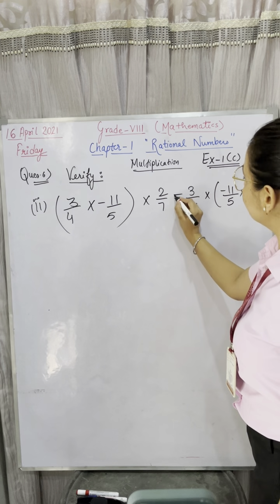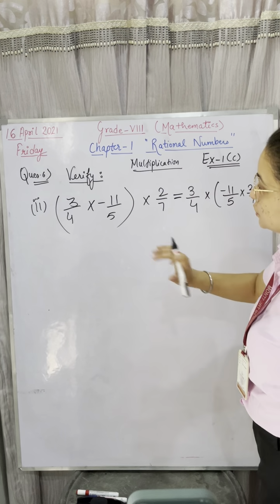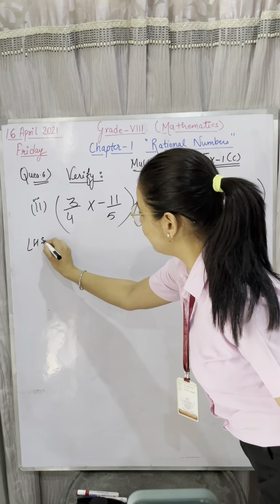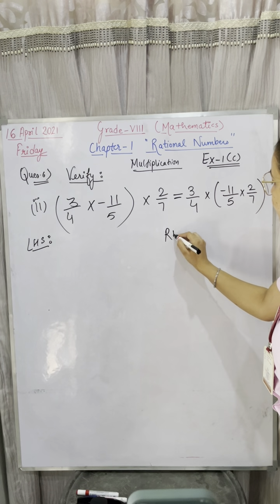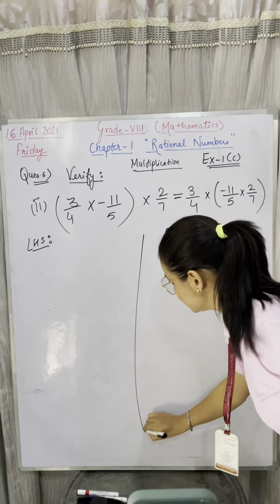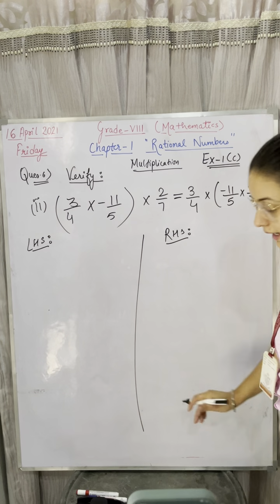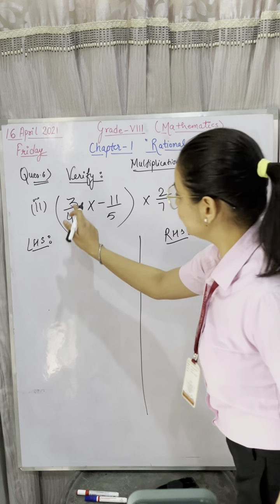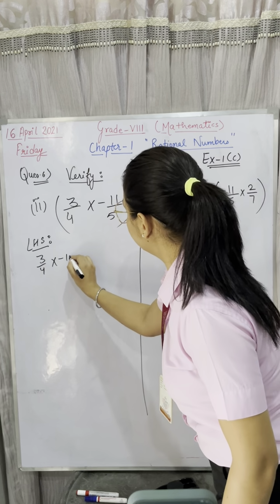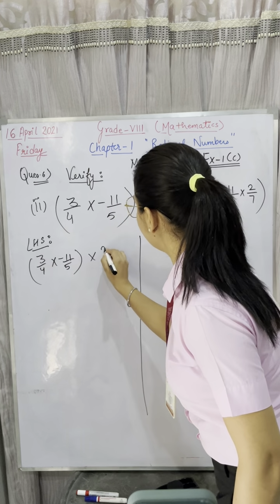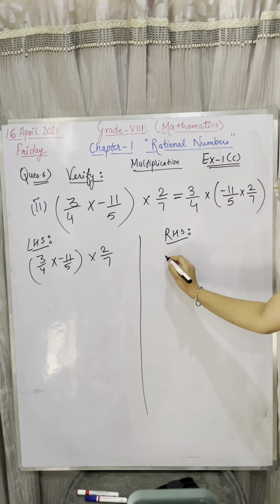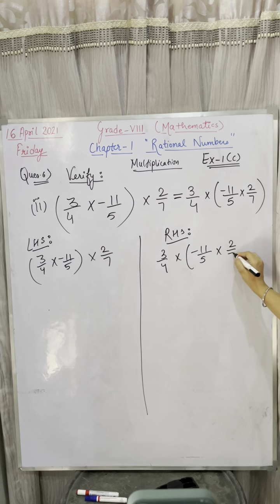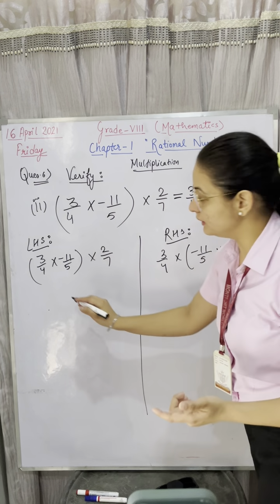When verification questions like this are there, we have discussed so many questions of verification. I always told you that you have to take the left hand side and the right hand side. Always make a partition on a page, take the left hand side and right hand side, and then start with the question. Left hand side is 3 by 4 multiplied by (minus 11 upon 5 multiplied by 2 by 7). Right hand side is (3 by 4 multiplied by minus 11 upon 5) multiplied by 2 by 7. So firstly we'll open the brackets.